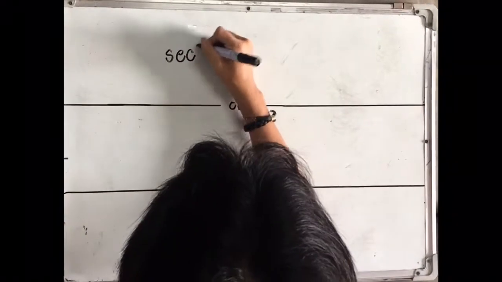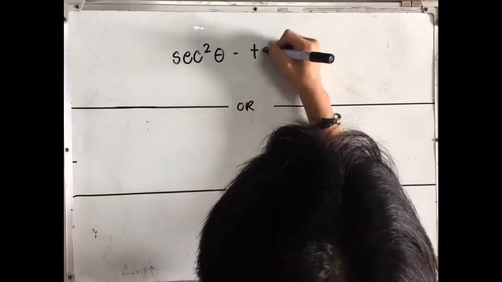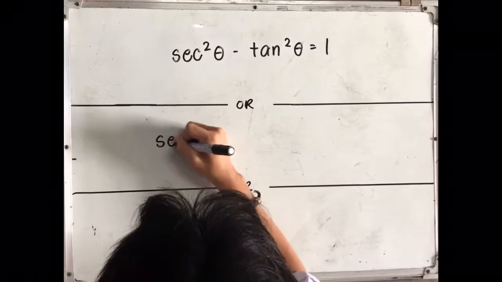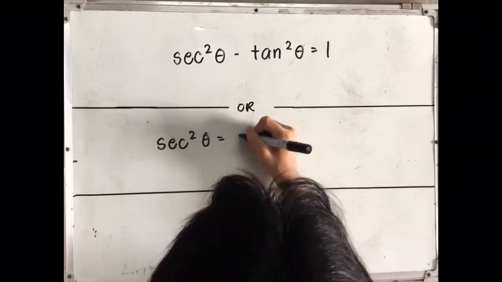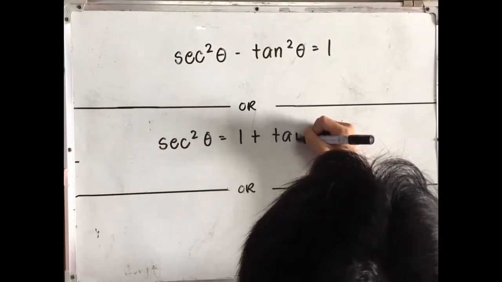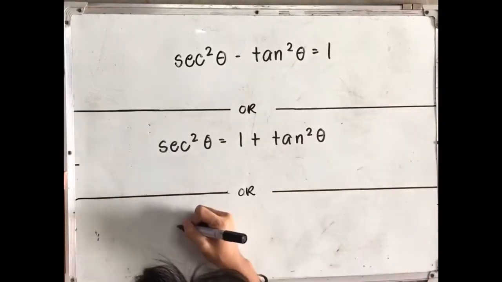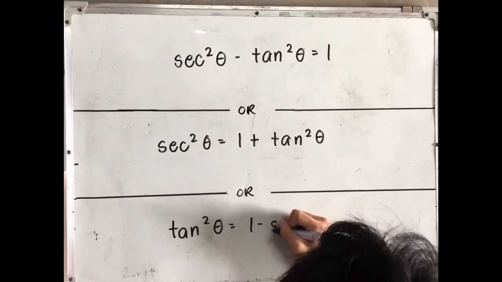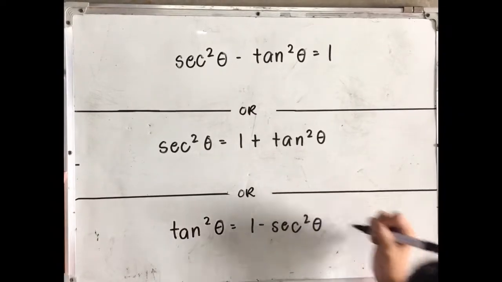Next, you will have secant squared theta minus tangent squared theta equals 1. If you're looking for the value of secant squared theta, you will have 1 plus tangent squared theta. If you are looking for the value of tangent squared theta, you will have 1 minus secant squared theta.